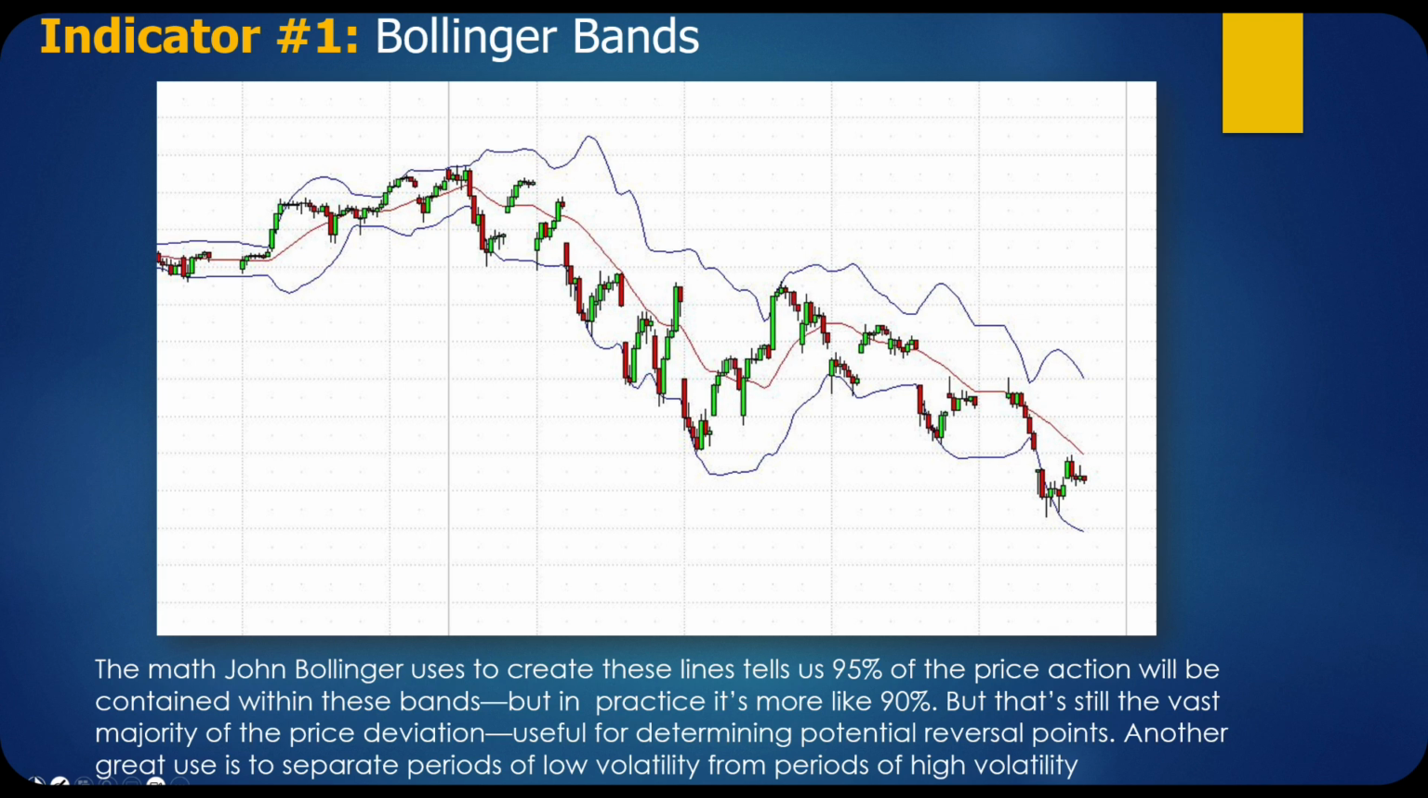Another great use is to separate periods of low volatility from periods of high volatility. One of the things we've seen is when there's a necking down, when there's a narrowing of the Bollinger Bands, like we see right here, it very often precedes a sharp move in one direction or another. And you can see it here, and all of a sudden there's an explosion. So these can be an effective way to tell you when a reversal is sort of cooking, when it's simmering.